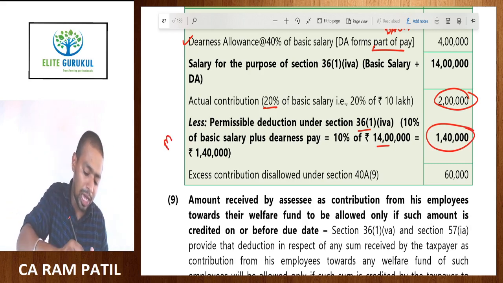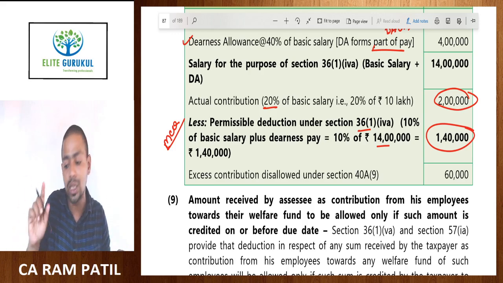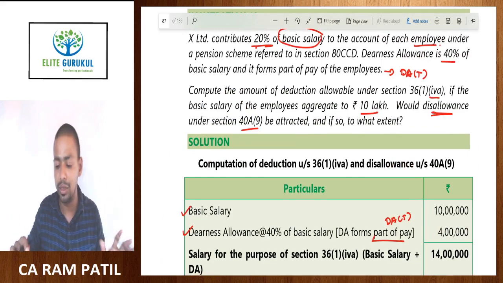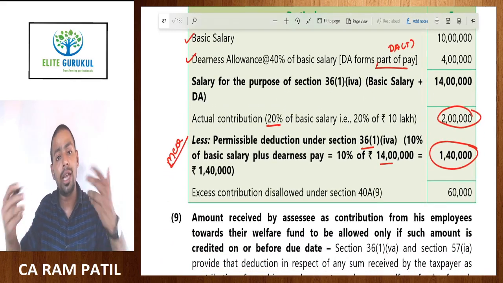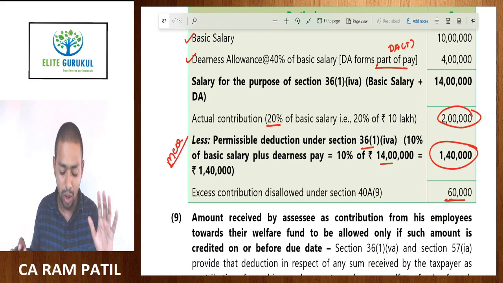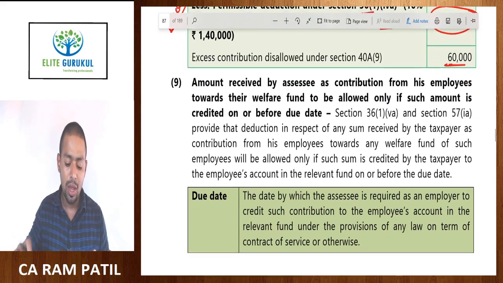Sometimes in MCQs they ask both types of questions: what is the deduction allowed and what is the deduction disallowed? Here the question is very clear. They are asking us for disallowances. Therefore, this is the deduction allowed, and whatever excess payment is made, that much amount will be disallowed under section 40A(9).